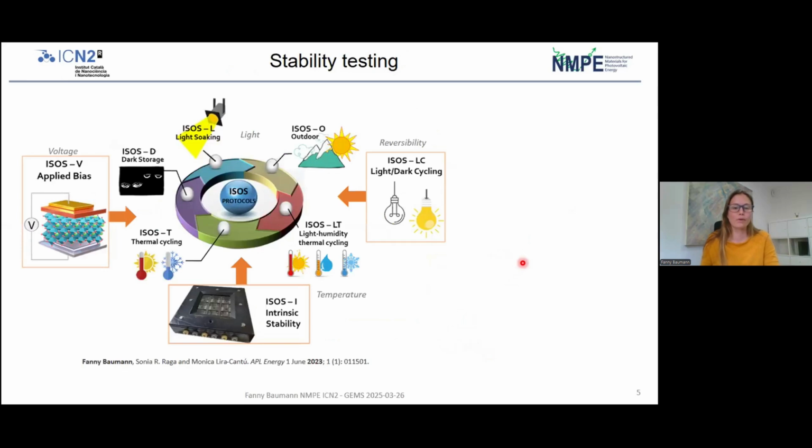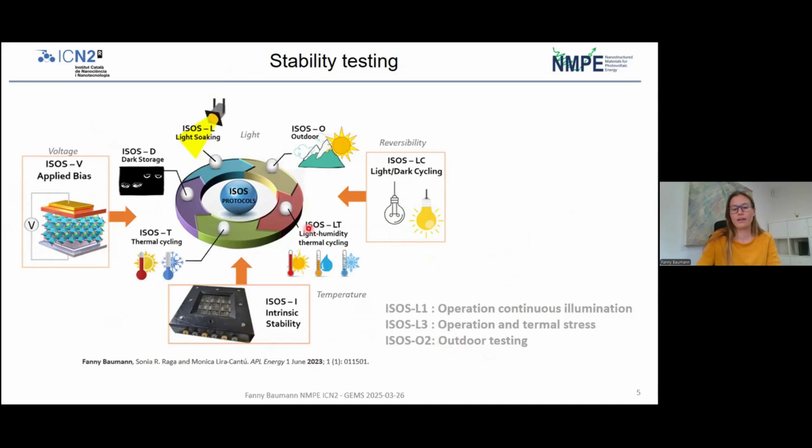So the ISOS protocols were developed to guide researchers when they are performing stability testing in order to include most of the relevant stressors where effects are observed on perovskite solar cells. And in our lab, we can do continuous illumination operation under controlled conditions, such as nitrogen atmosphere. We can also do different temperature stressing. And we also have an outdoor testing facility on the roof of our building.